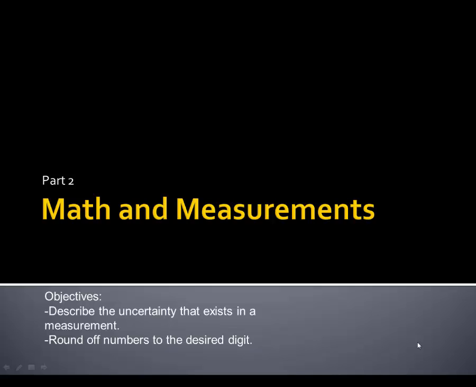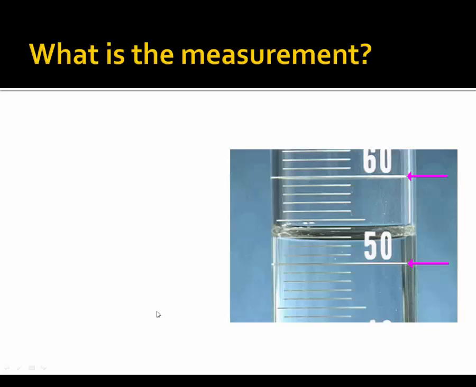Welcome to Math and Measurements Part 2. So we have two objectives for this video. Describe the uncertainty that exists in a measurement and round off numbers to the desired digit. So we're going to be taking a closer look at significant figures here. So let's go ahead and jump right into it.